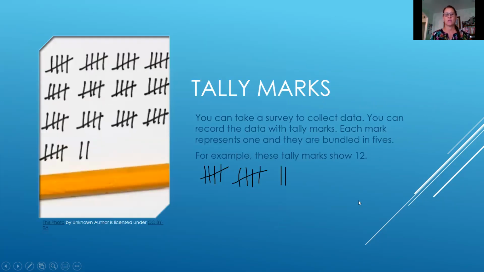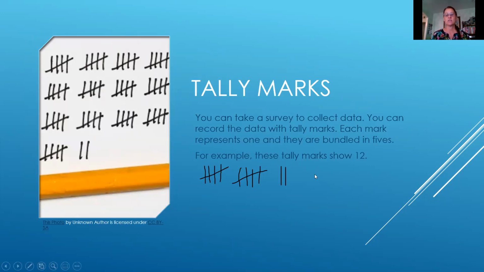And here we go. Tally marks. This is all about tally marks. These little things that you see in the picture are called tally marks. You can take a survey and ask people different questions, like what is their favorite color, or their favorite ice cream, or maybe their favorite pizza topping. And you can record the information you get from them with tally marks. Tally marks help you remember exactly how many votes you got for each question you asked.